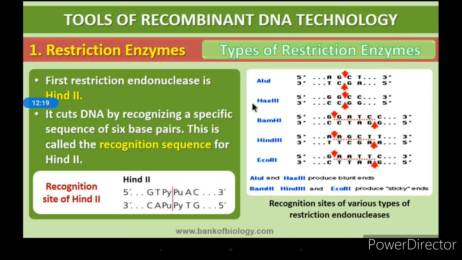HaeIII, yes, that is Haemophilus aegyptius. Then BamHI, Bacillus amyloliquefaciens H, 1. Here many examples are being given. HindI, Haemophilus influenzae, that is 2, it is given because it is the order of selecting them, the second order. These are some of the examples and restriction sites of various types of restriction endonucleases.